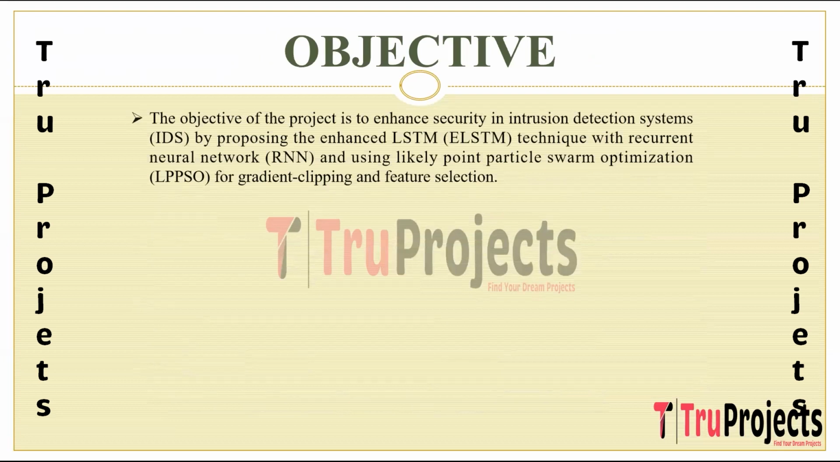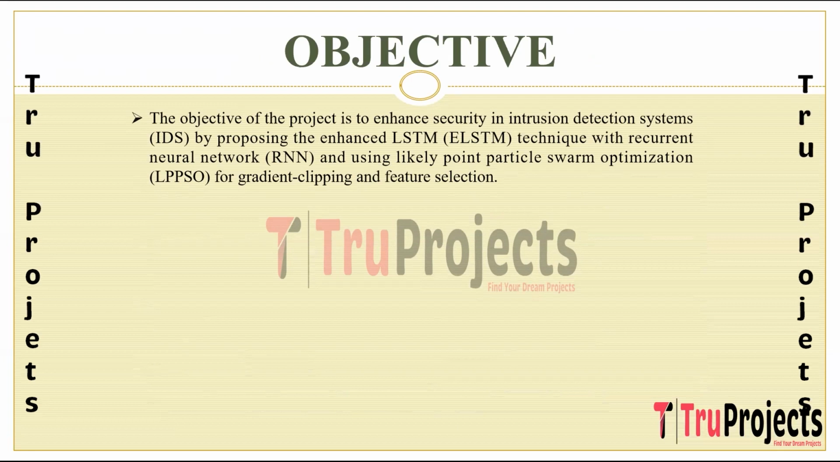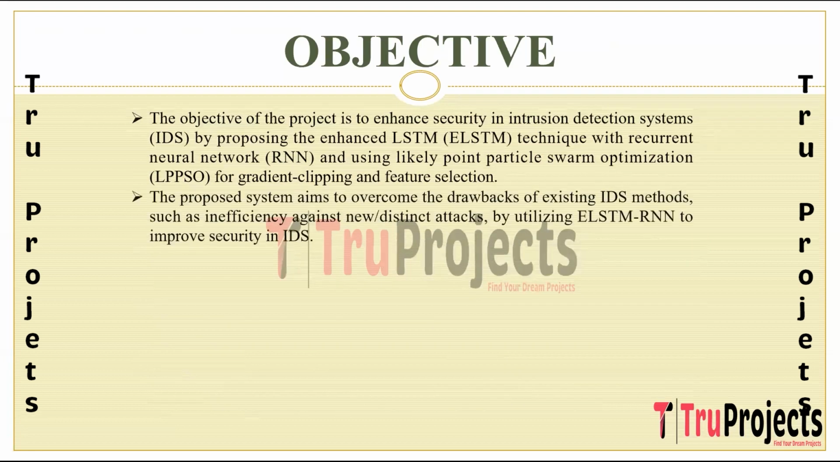Objective. The primary aim of the project is to enhance the security measures within intrusion detection systems by introducing an improved technique called Enhanced Long Short Term Memory (ELSTM) utilizing recurrent neural network, RNN. Additionally, likely point particle swarm optimization (LPPSO) is employed for gradient clipping and feature selection. This combined approach is designed to fortify the capabilities of IDS in identifying and mitigating potential security threats.